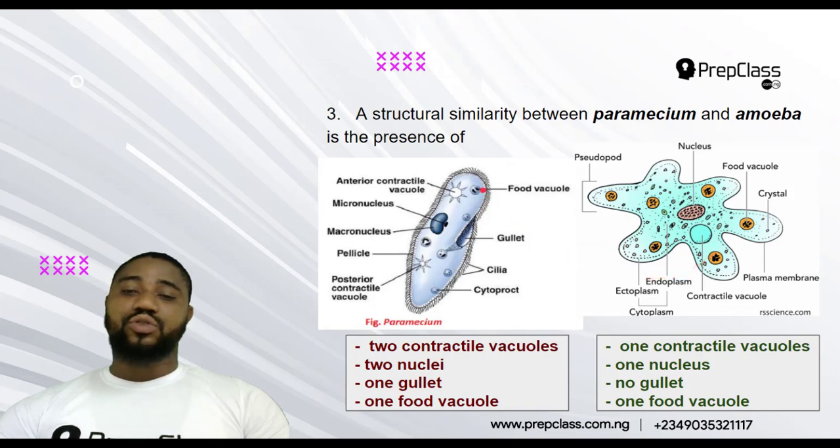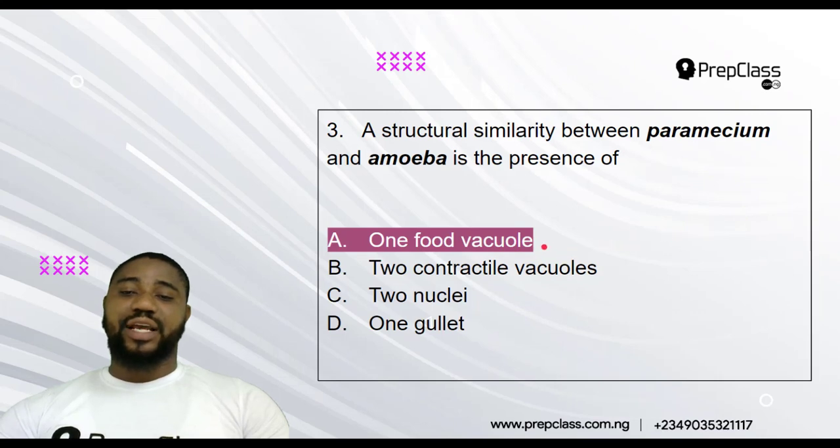Food vacuole: this one has 1 food vacuole, this one too has 1 food vacuole. So that is the only similarity between them. So the correct answer is one food vacuole. You can see one food vacuole here, and one food vacuole here. So the best answer there is one food vacuole.